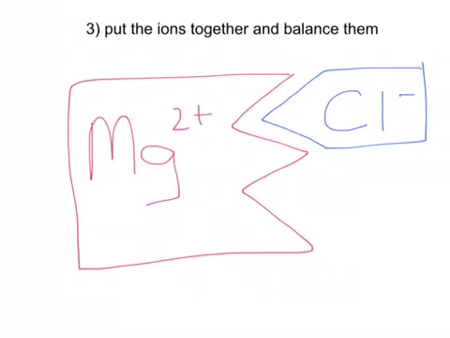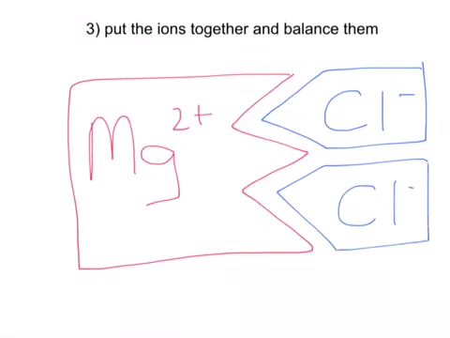So we have 2 gaps over here, and we've only filled in 1 of them with the chloride ion. And so what we have to do is put another chloride ion in there, and that makes a really nice balanced compound. So you can see that both of these electrons have been shared nicely between the 2 ions.